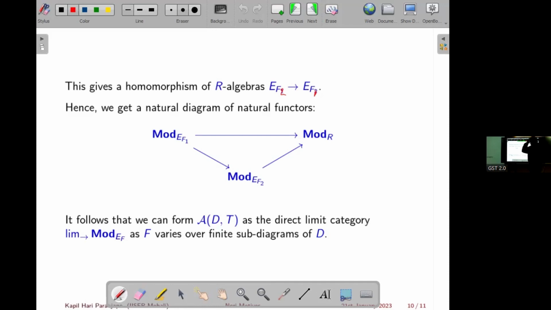So maybe your remark is relevant. We need F1 to be contained in F2. Maybe I should have said that F1 is a subdiagram of F2. In that case, it's correct. I haven't checked it in the other cases. So this is for F1 contained in F2, a subgraph.